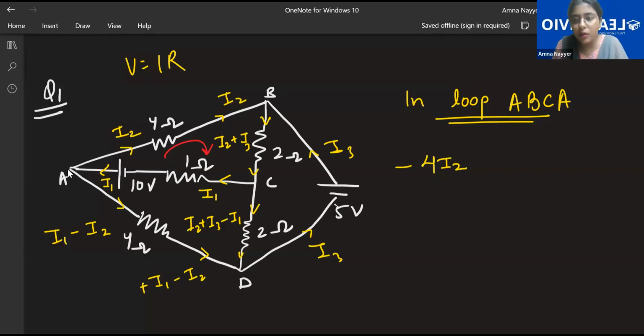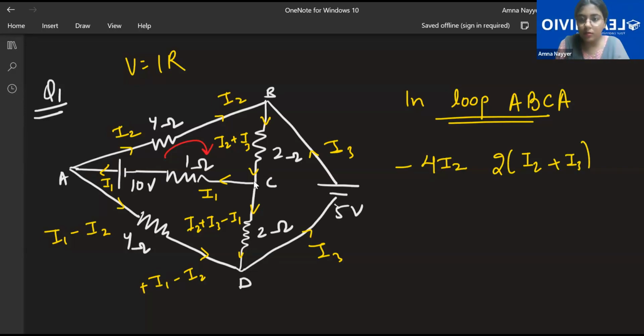Now, how are we going about the loop? We're going in a clockwise manner. So A to B, now coming down B to C. What's the current? We've chosen earlier, that is the sum of I2 and I3, I2 plus I3. Resistance is 2. So the voltage will be 2 into (I2 plus I3).